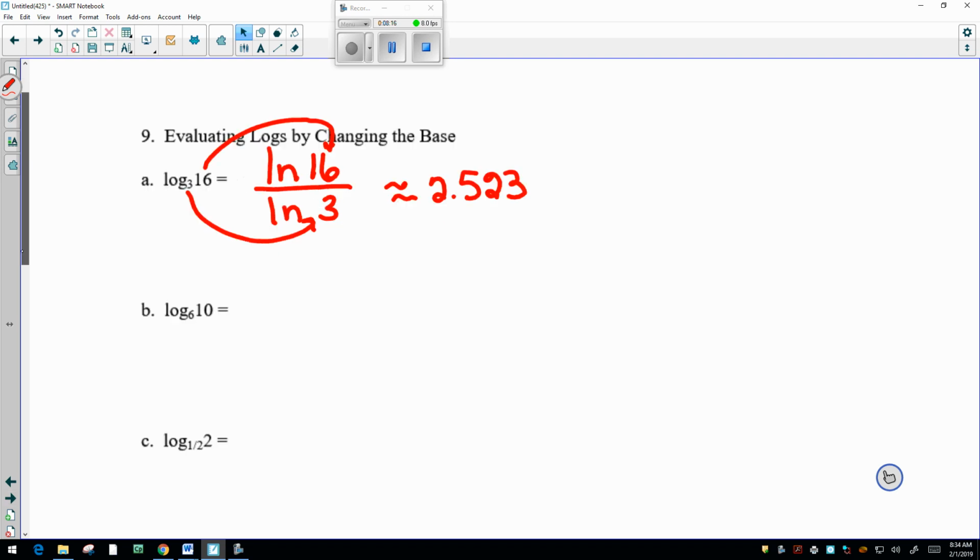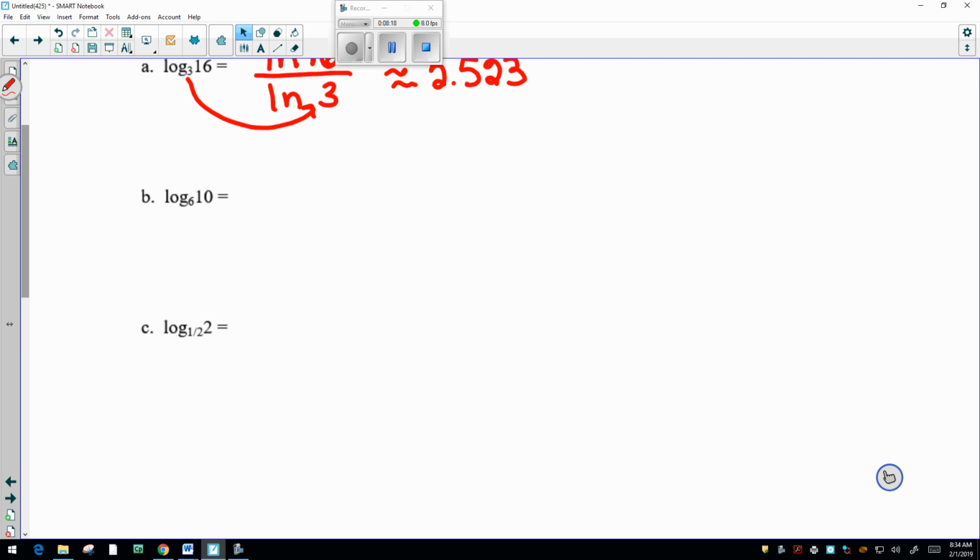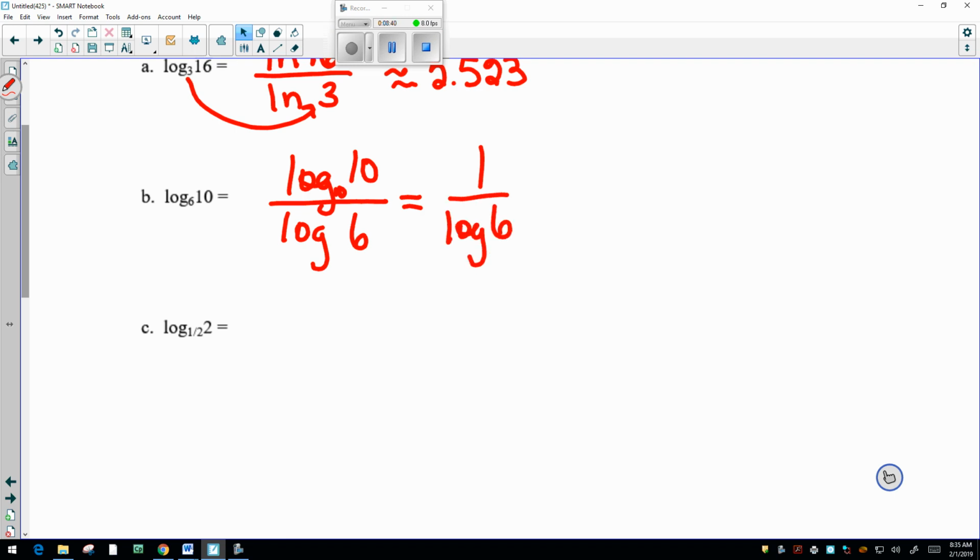Okay, taking a look at letter B, same idea. Maybe I want to turn this into log base 10 because I just want to evaluate a regular log. So I could have log base 10 of 10 up on top, and log base 10 of 6 on the bottom. Now keep in mind, log base 10 of 10, these are inverse operations, so that really would simplify down to 1. And I would have 1 over log base 10 of 6. So if I were to try and simplify it, that's an option. Again, if I wanted to get a value, I could plug that into my calculator and get a numerical value.